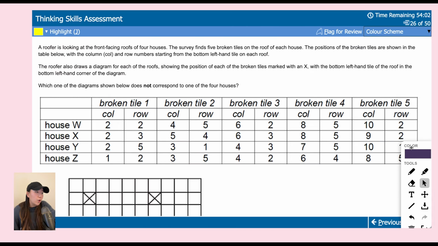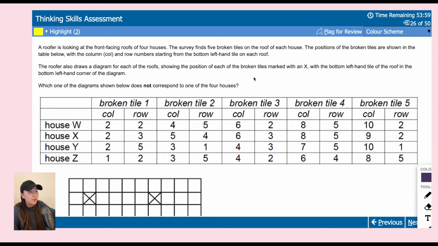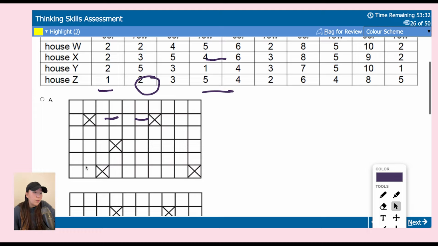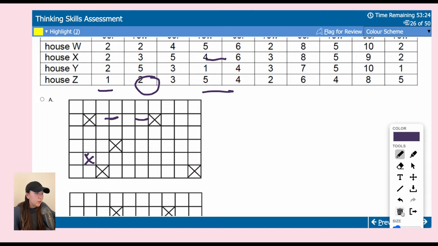Okay, so another kind of wannabe spatial one here. So let's just see what we're looking at. Which one of the diagrams does not correspond to one of the 4 houses? How does this work? We've got broken tiles, we've got column, row, and we have positions of the broken tiles starting from the bottom left-hand tile on each roof, and we're marking the positions of the broken tiles. Okay, so basically what that would mean is that this one here, 2, 2, that would have to appear in this spot here. That would be 2, 2, right? So once you've understood that, I feel like this one is going to be quite straightforward.